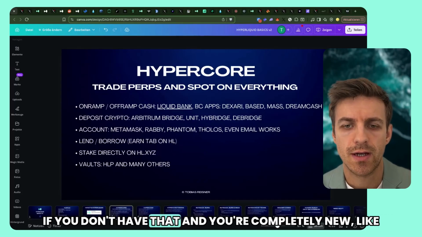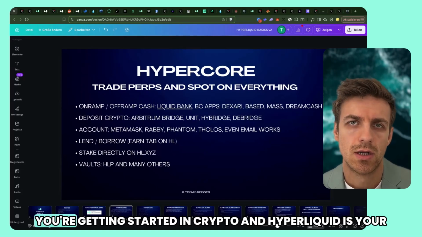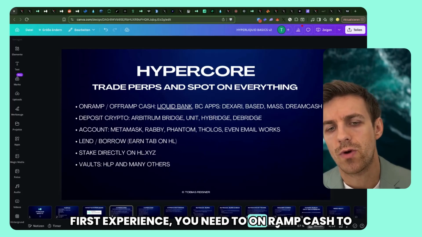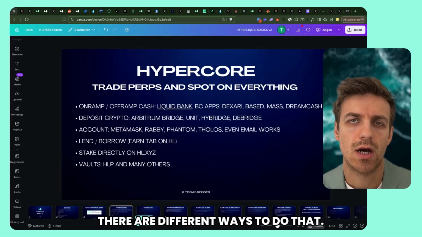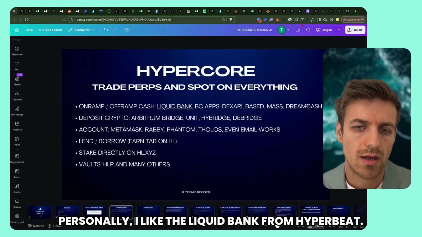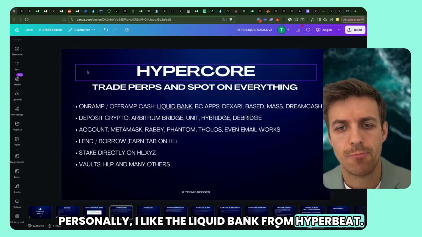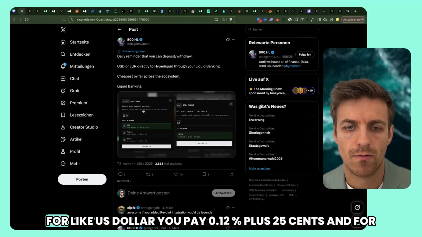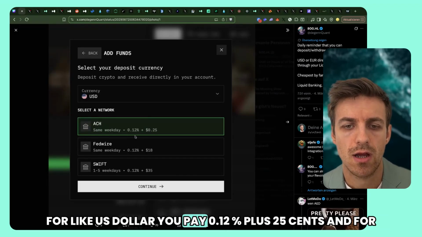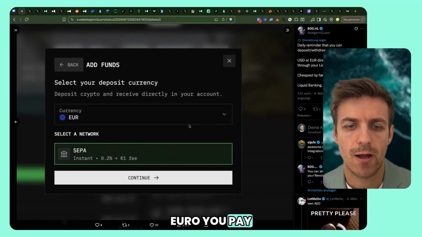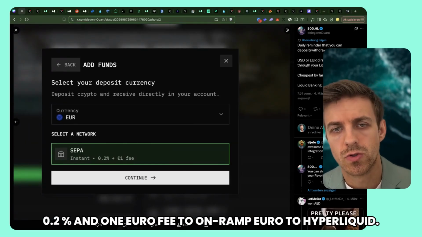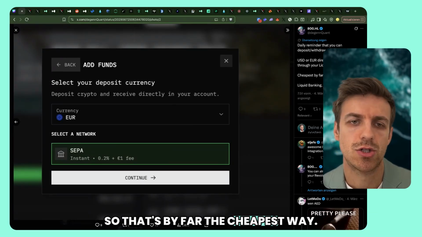If you don't have that and you're completely new, you're getting started in crypto and Hyperliquid is your first experience, you need to on-ramp cash to Hyperliquid. There are different ways to do that. Personally, I like the Liquid Bank from Hyperbeat. Right now, you can see here, they are the cheapest version. For US dollar, you pay 0.12% plus 25 cents. And for euro, you pay 0.2% and a €1 fee to on-ramp euro to Hyperliquid. So that's by far the cheapest way.